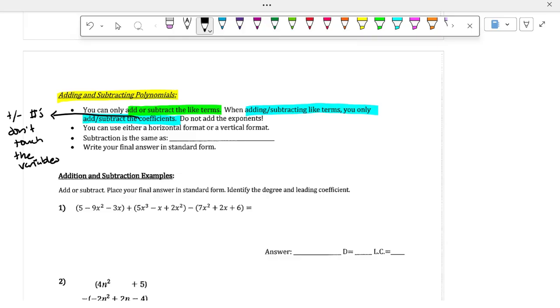That is probably the biggest mistake I see when combining like terms. Like if they saw x squared plus 2x squared, they'll give me 2x to the fourth. Do not add the variables. You're only adding the numbers in front of the variables. Now, you can either use a horizontal format or a vertical format.